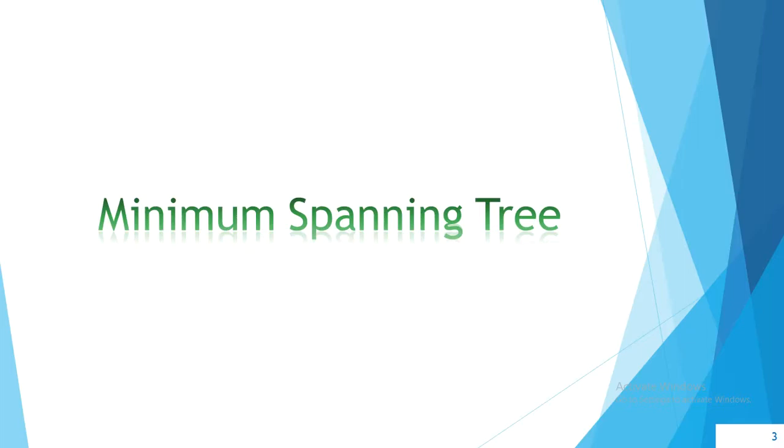It is a subset of the given edges. Now what is the minimum spanning tree? A minimum spanning tree of a weighted connected graph G is a spanning tree with a minimum weight or smallest weight. Minimum spanning tree means it is a subgraph with minimum weight.